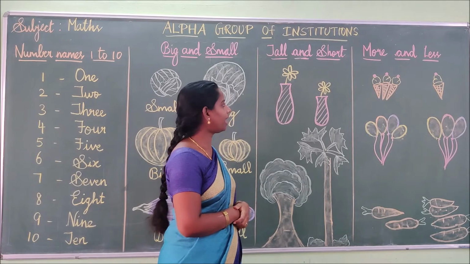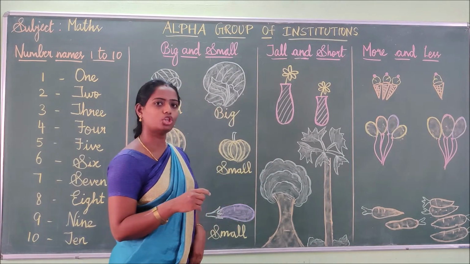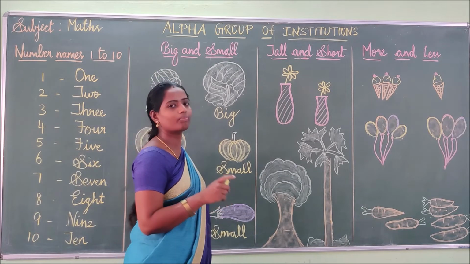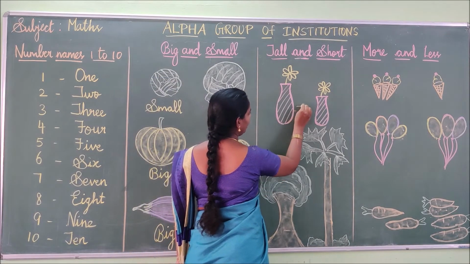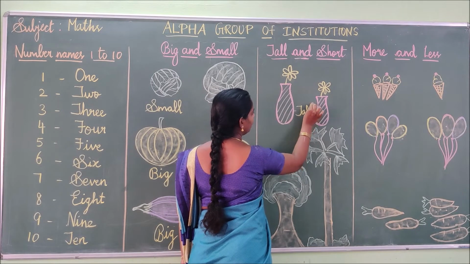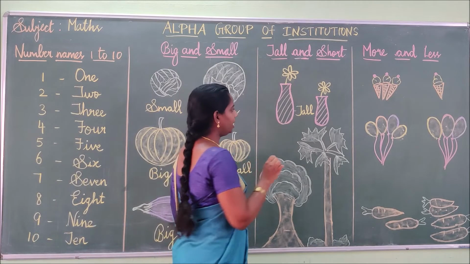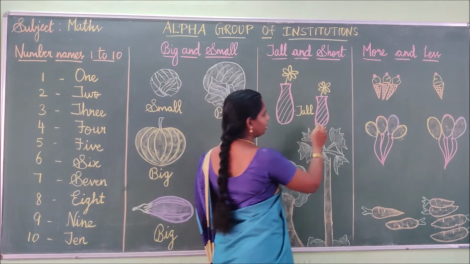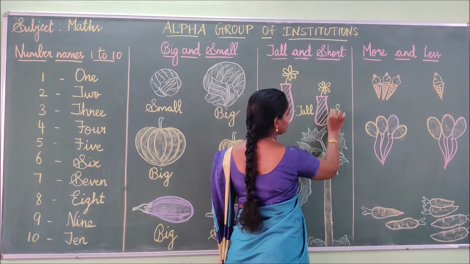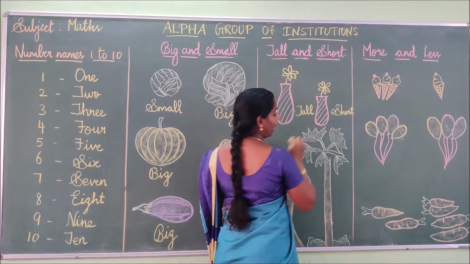Shall we write this first? This flower vase is tall. So you should know the spelling for tall also. See, T-A-L-L, tall. This flower vase is tall. And when we come to this flower vase, automatically we can say it is short, isn't it? S-H-O-R-T. You should know the spelling for tall and short also.